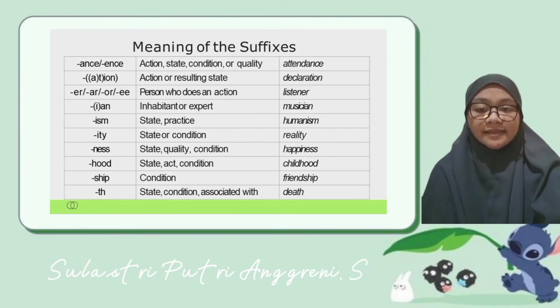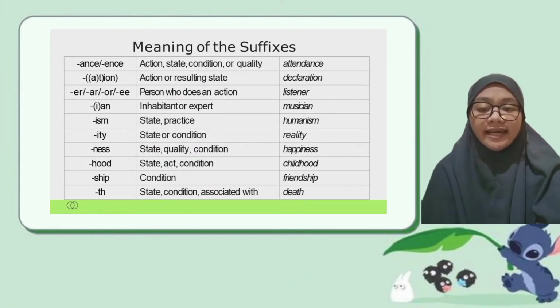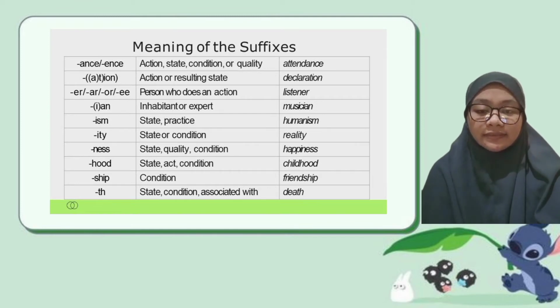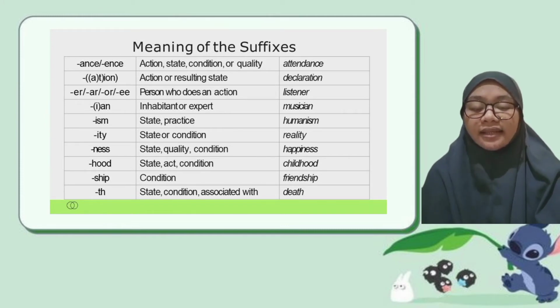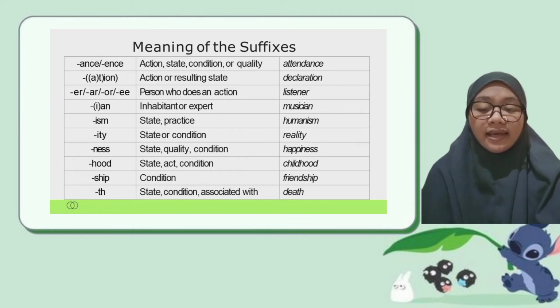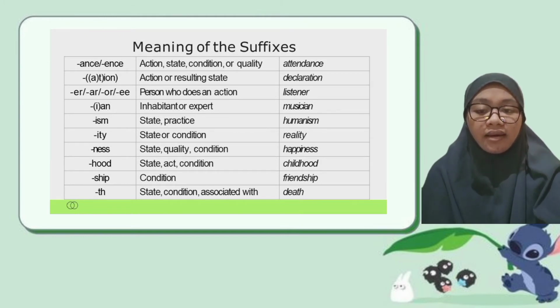Meaning of the suffixes. The first is -ance or -ence. The meaning is action, state, condition, or quality. The example word is attendance. The next is -ation. The meaning is action or resulting state. The example word is declaration. The next one is -er or -or. The meaning is person who does an action. And the example word is listener.